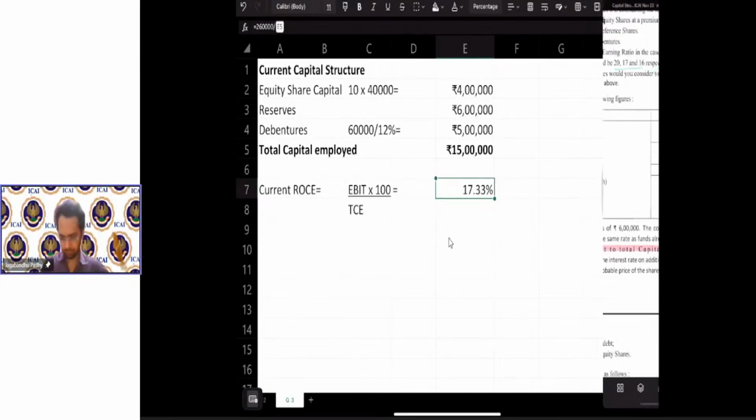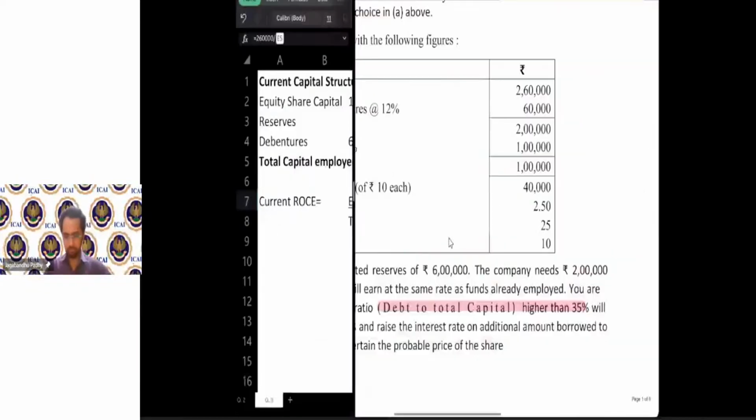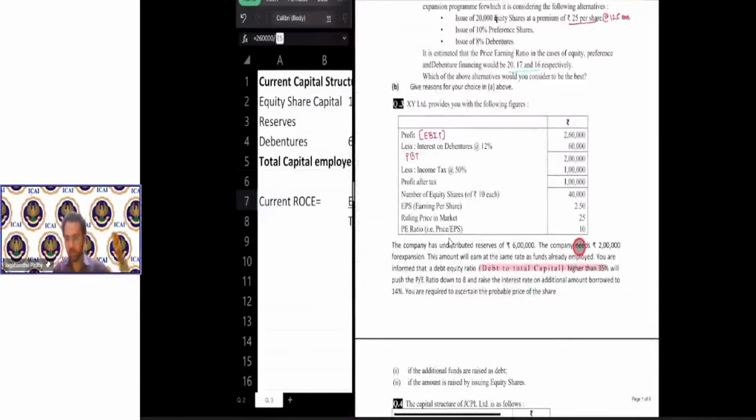Now, the question further says that the company is requiring this additional 2 lakh, and this additional 2 lakh is going to be raised by way of either debt or equity. Now, if you raise it by way of debt, it may be 12% or 14%, that depends on this debt to capital ratio. So I need to look at the proposed capital structure and then decide what will be the applicable rate of interest.